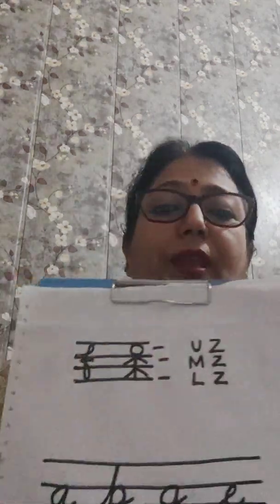So friends, today I am going to tell you about the three zones in our handwriting. You can see this in this picture. Upper zone, middle zone and lower zone. Only the letter F has all the three zones in it.